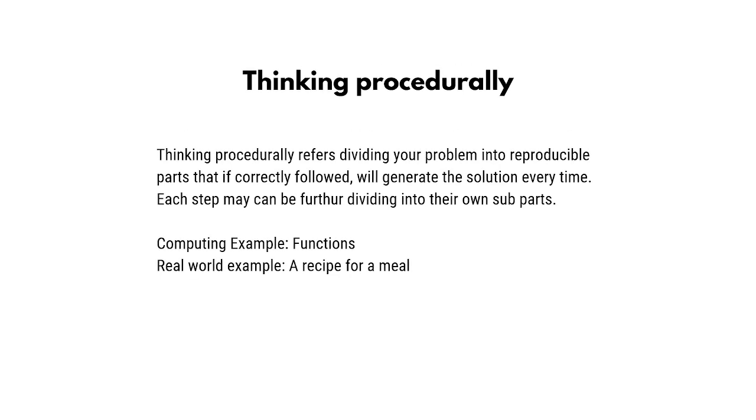So the first type of thinking is thinking procedurally. Thinking procedurally refers to dividing a problem into reproducible parts that, if correctly followed, will generate a solution every single time. Each step may and can be further divided into their own subparts. So the keyword here is reproducible.